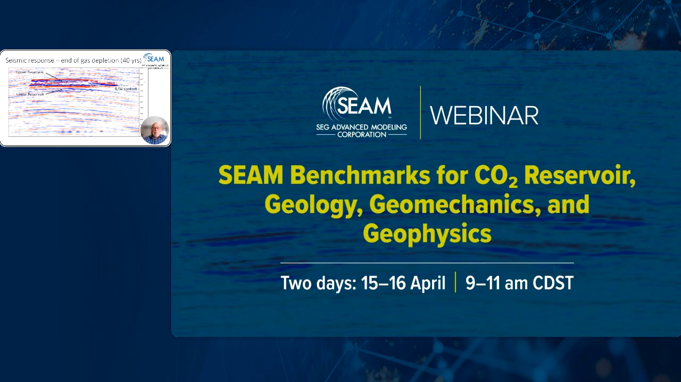This is Model 4, and this is the seismic data collected at the end of the gas depletion. The reservoir is here, and you can see this really nice bright spot, and also the gas-water contact right here.